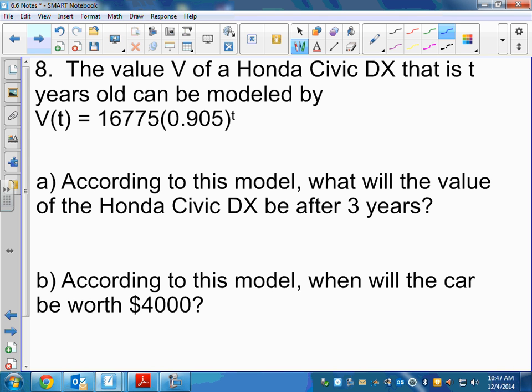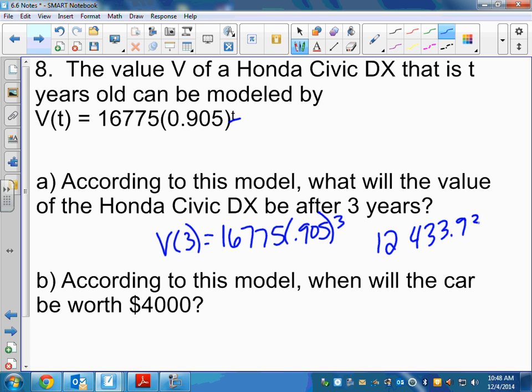Where would I plug 3 into this problem? T, which means this is not an LN problem. You're just going to plug 3 in here, and you're just going to use your calculator. And you're going to say 16,775 times 0.905 to the third power. And there's probably a good chance that there's going to be a question on your test that is as simple as that: you just have to read the problem and figure out where to plug it in. And we're talking about money here, so it would make sense to round to like the nearest cent. $12,433.93.